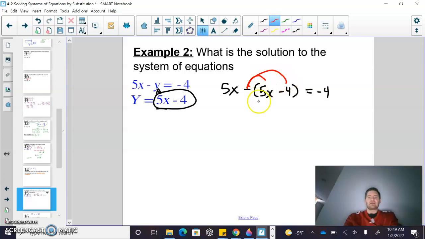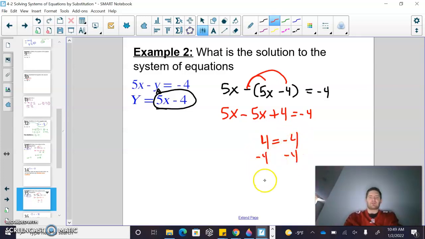We distribute the negative. So it's negative 5x plus 4 is equal to negative 4. And if we just combine the like terms, then we just have 4 is equal to negative 4. And if you subtract the negative 4 over to both sides, we have 0 is equal to negative 8.